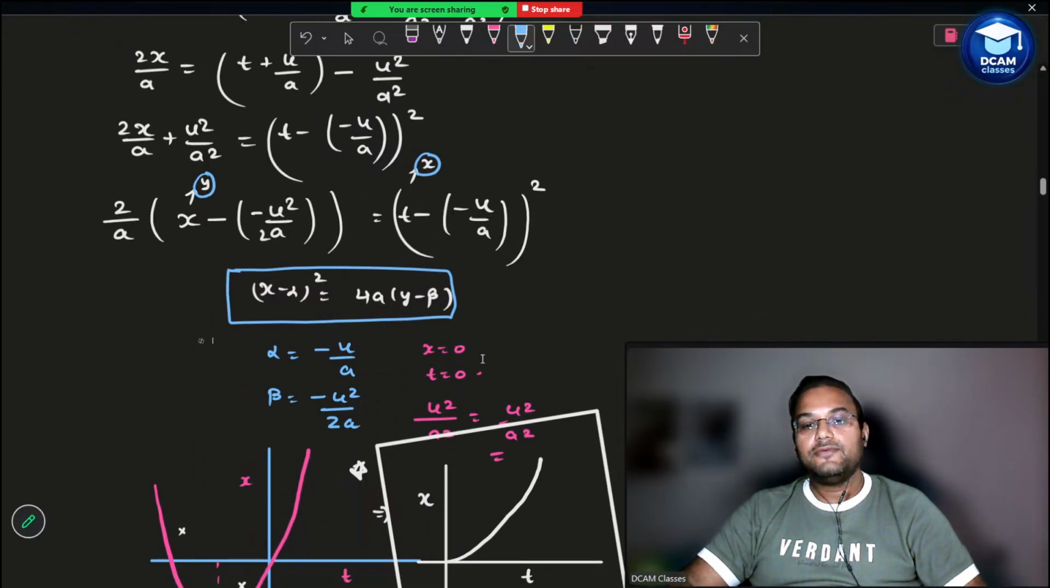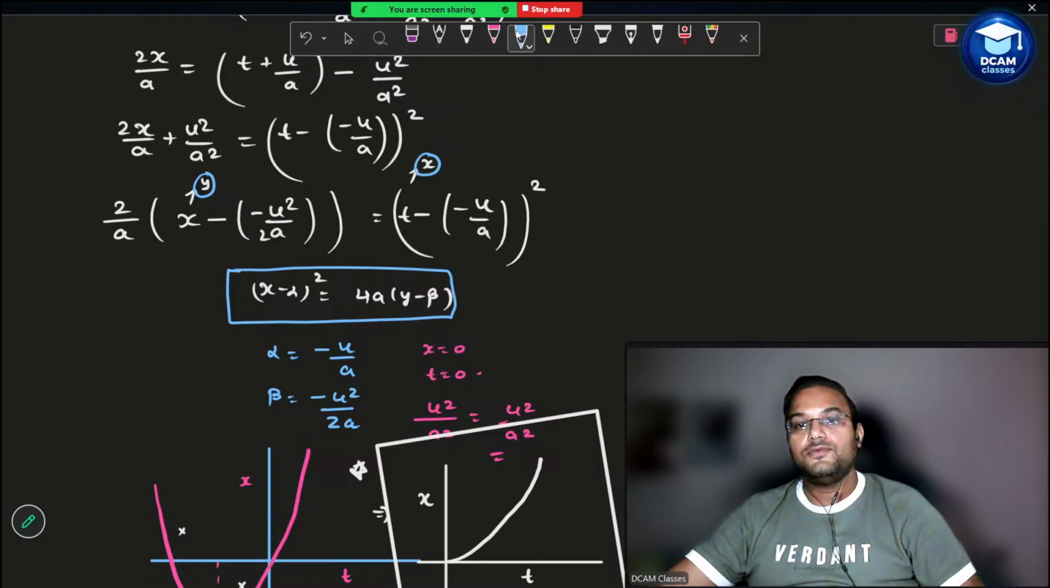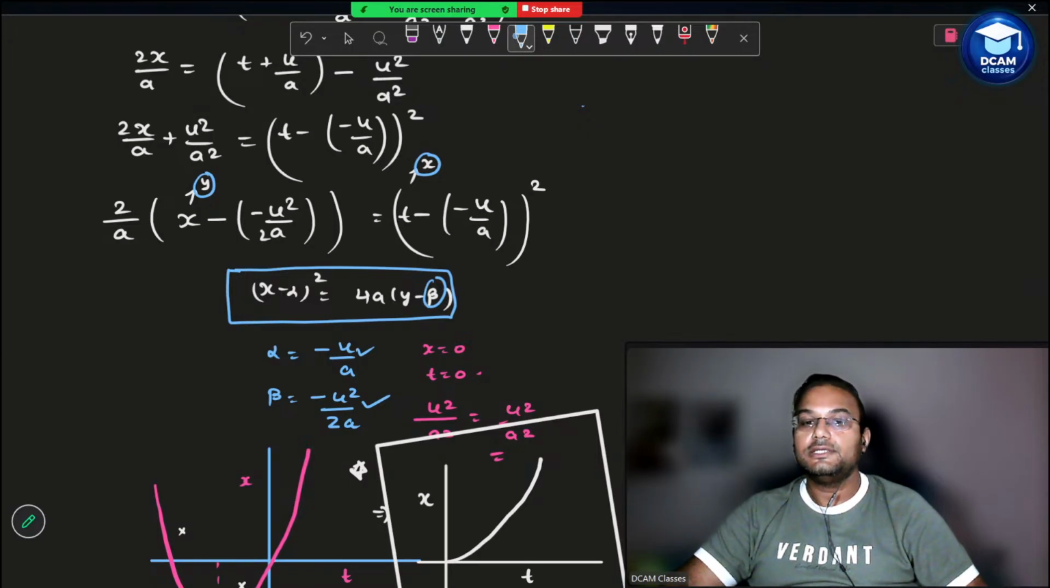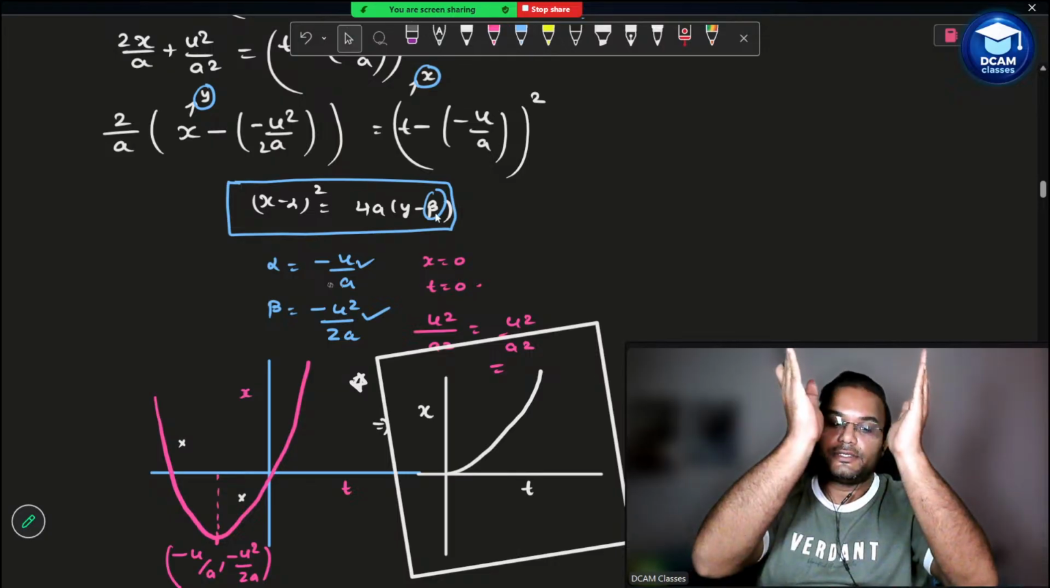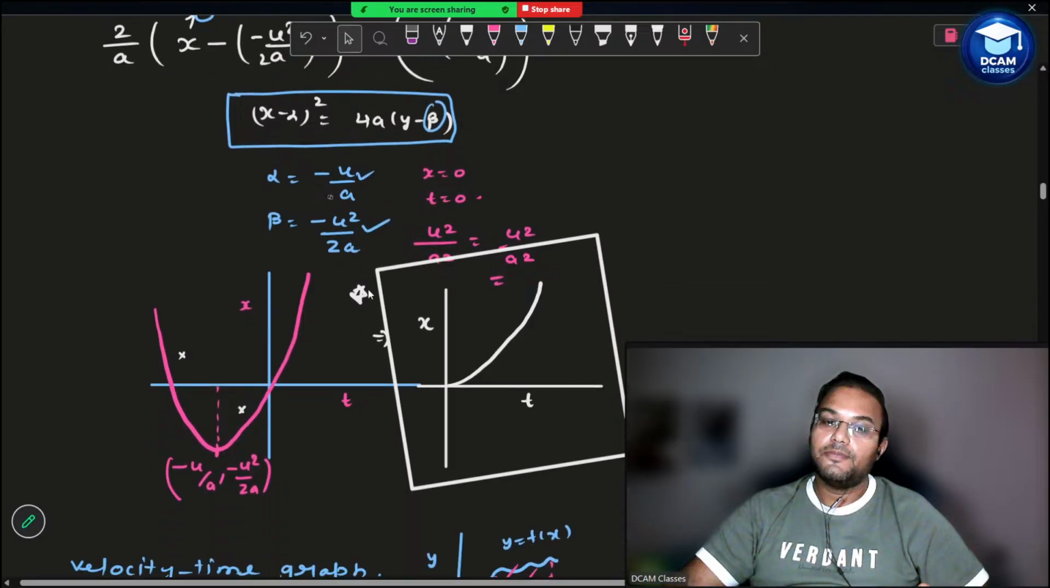So when comparing with this equation, don't get confused, because here the x-axis we have taken as t, y-axis we have taken as displacement. So our beta would become minus u square by 2a. Alpha would become minus u by 2a. That means our parabola, you rightly found out, is x minus alpha whole square is equal to 4a into y minus beta. It is opening upwards, but its center is minus u by a, comma minus u square by 2a. Third quadrant.